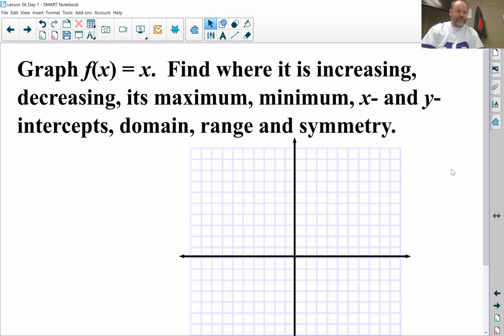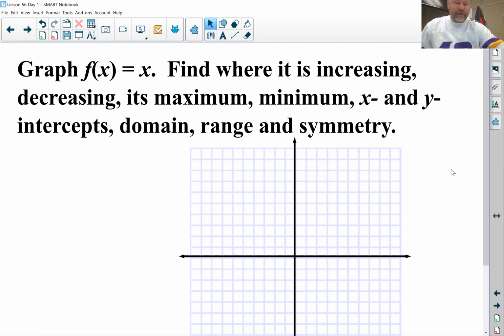Graph a function. In this case, we're going to graph f of x equals x. Find where it is increasing and decreasing. Find its maximum value and minimum value. Find its x-intercept and y-intercept. Find the domain, find the range, and find any symmetry that it has.